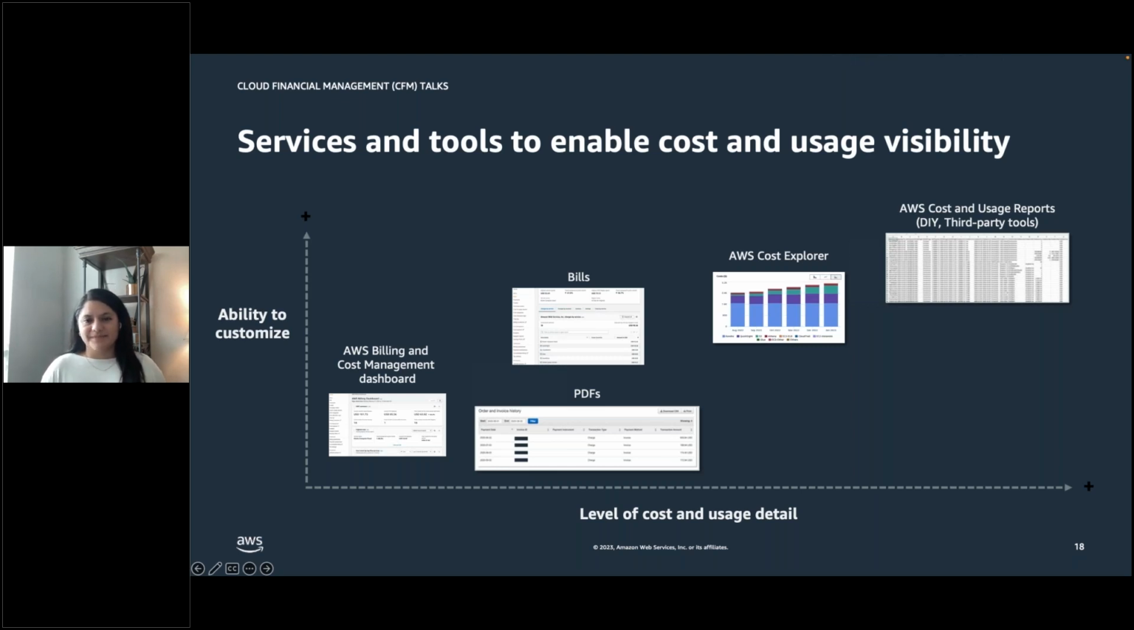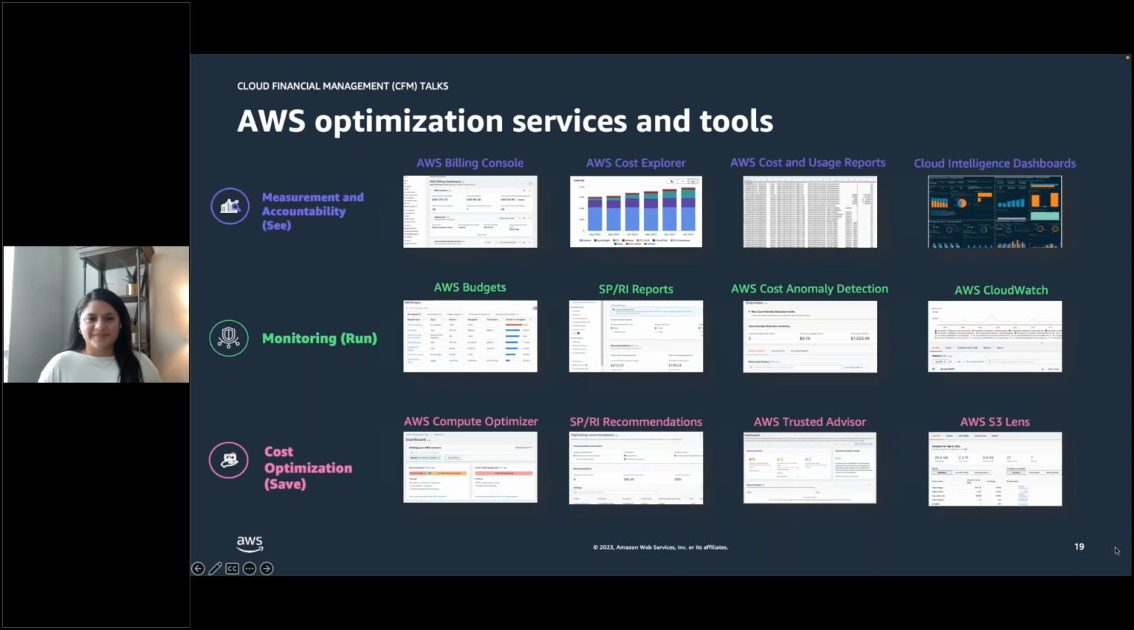Next slide. Here are some of the tools and services AWS has readily available. I have selected a few of the many cost management tools and split them into 3 different categories: measurement and accountability, monitoring, and cost optimization. These tools can help you get started by identifying your cost and usage data across different visualizations, alert notifications, finding potential savings, and optimization opportunities.